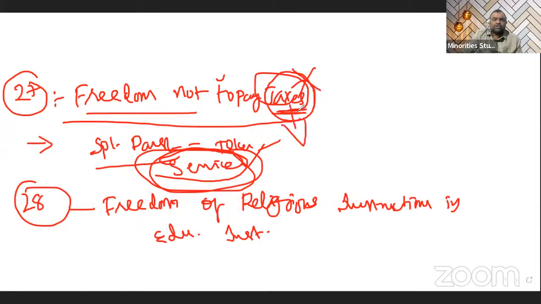Tax means the government should provide that. Suppose you have an income tax, you have a customs tax, you have central excise, all these taxes are there. So that is not called taxes. That is only a service. Okay, so we'll move to the next one.